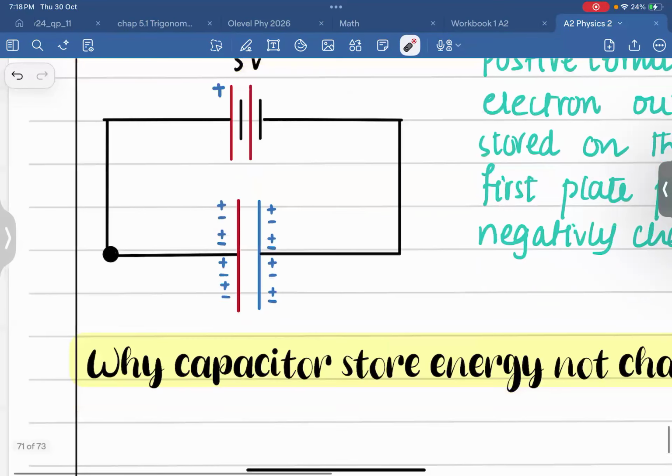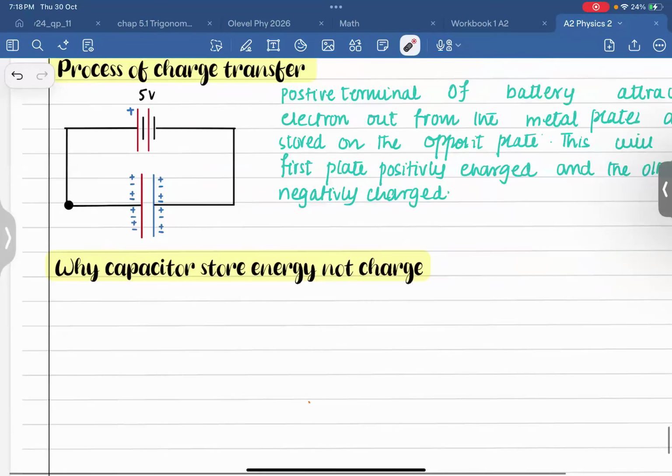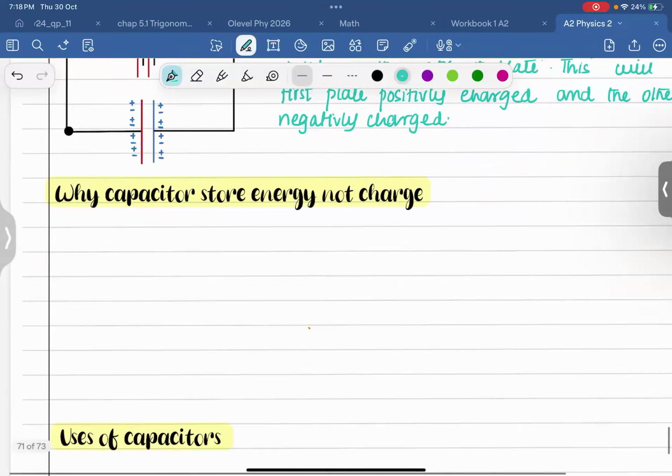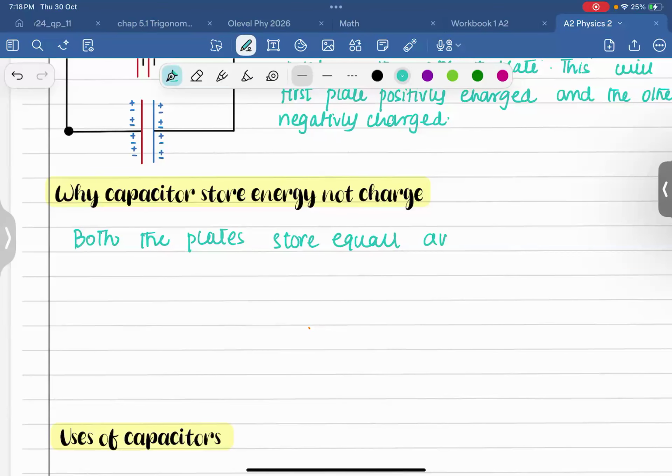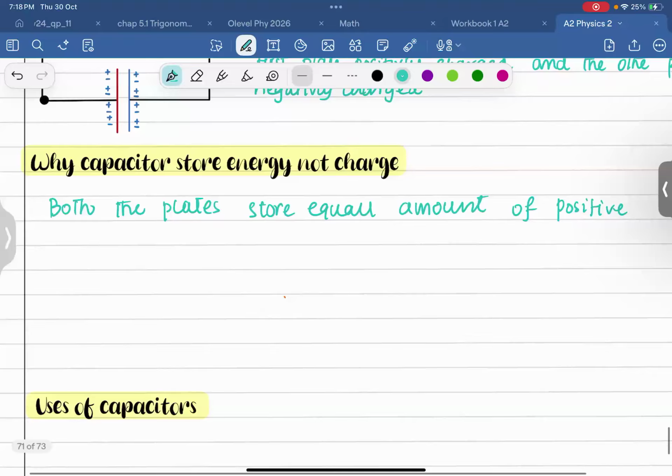So for now, we can say that both the plates store an equal amount of positive and negative charge, right? This is the first concept.